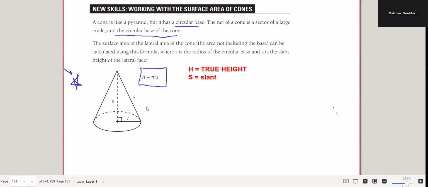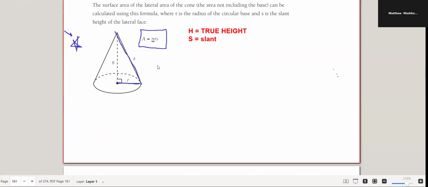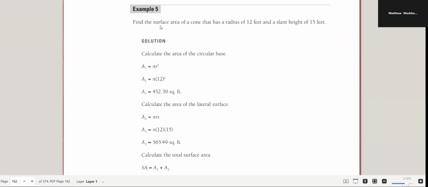Now, you're noticing there's an h here. When I talk about true height, you don't use it. I care about the radius, I care about the slant length, and I care about pi. Do not worry about the true height of the cone. It does not matter in this case. It will later, but not right now, not for surface area. All right, so here's your formula: pi r s, pi times radius times slant.